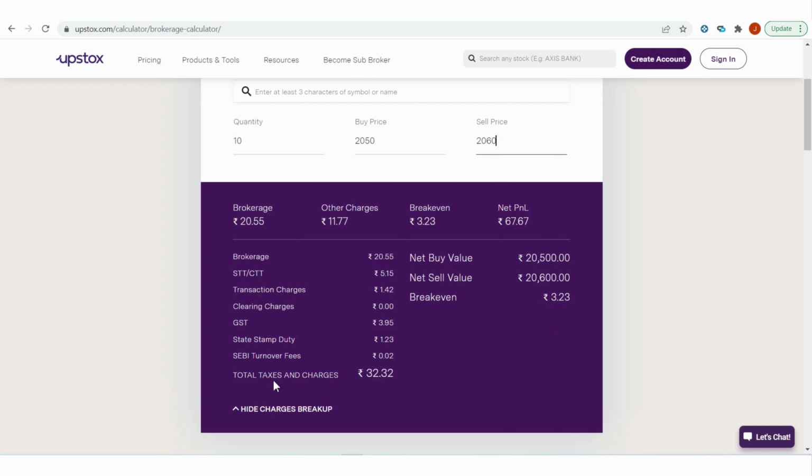Now what is gross profit? If I just remove these taxes and charges and if I just consider the buying and selling value, I see the buying value is 20,500 and the net sell value is 20,600. So the gross profit is 100 rupees, right? Here in this case, if I make it 53.23, the gross profit is 32 rupees and the taxes and charges is also 32 rupees. So that's why it's almost zero profit. So I'll repeat that the buying price plus break even is the minimum selling price at which you need to sell so that your gross profit is more than or equal to the taxes and charges. So it will be a net profit for you.